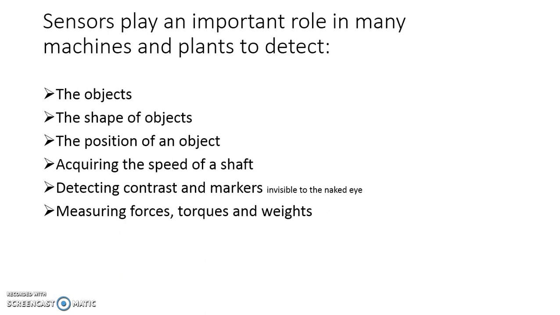The very first question that arises in our mind is: what is the role of sensors, especially in machines and plants? You will see the major roles in industries are that we can detect an object, its shape, position of an object, speed of the shaft, detecting contact, contrast and markers invisible to the naked eye, and measuring forces, torques and weights.